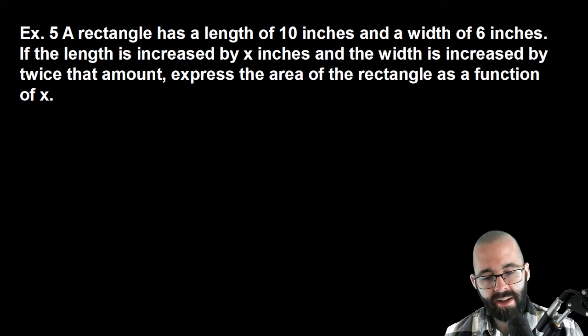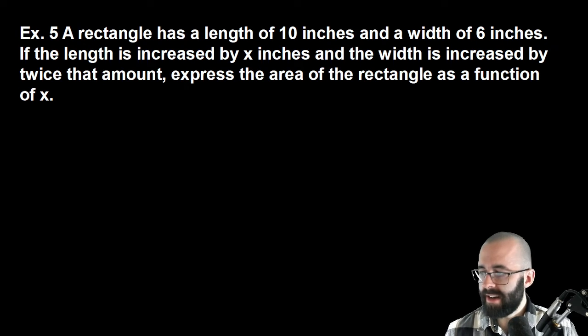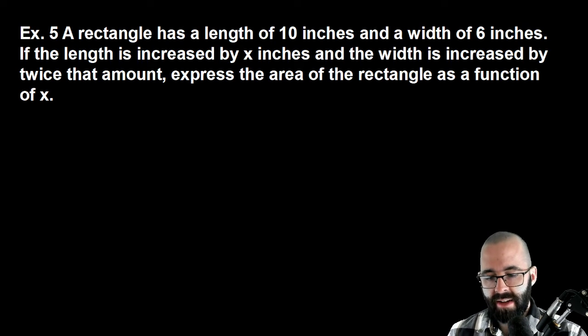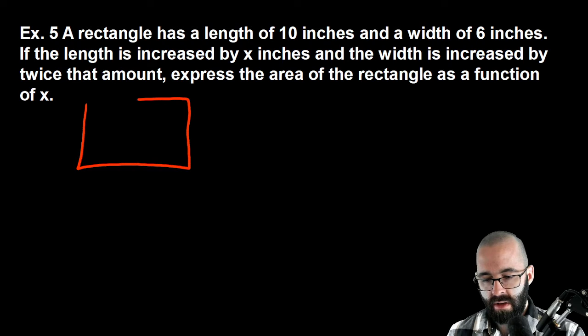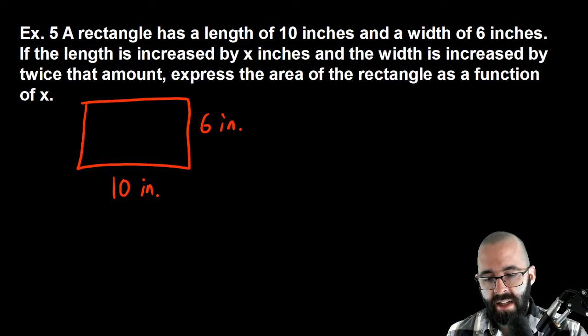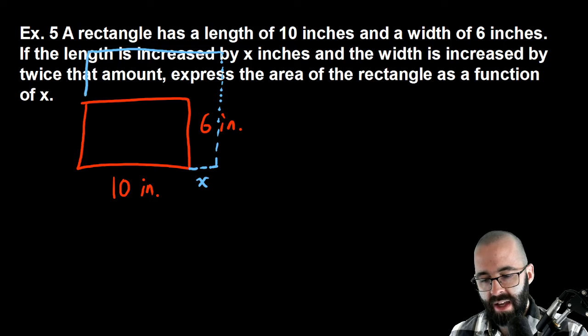Example 5 says we're looking at a rectangle. Let's approach this problem by writing down things as we come across them. We have a rectangle. Let's draw a picture. The rectangle has a length of 10 inches and a width of 6 inches. Good, nice little picture. If the length is increased by x inches, so increasing that length by x, and the width is also getting increased by twice that amount. So the width is also getting increased. Now we have this big rectangle.